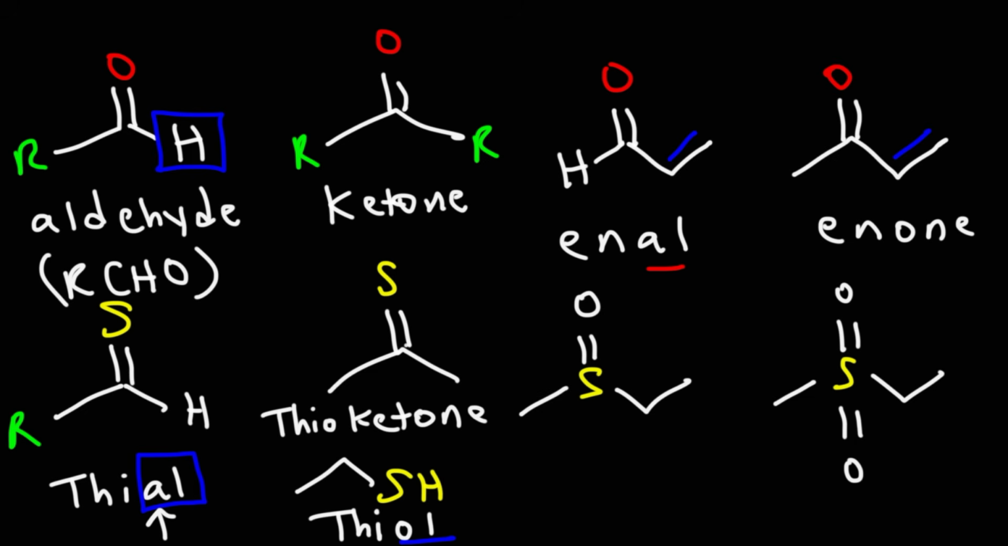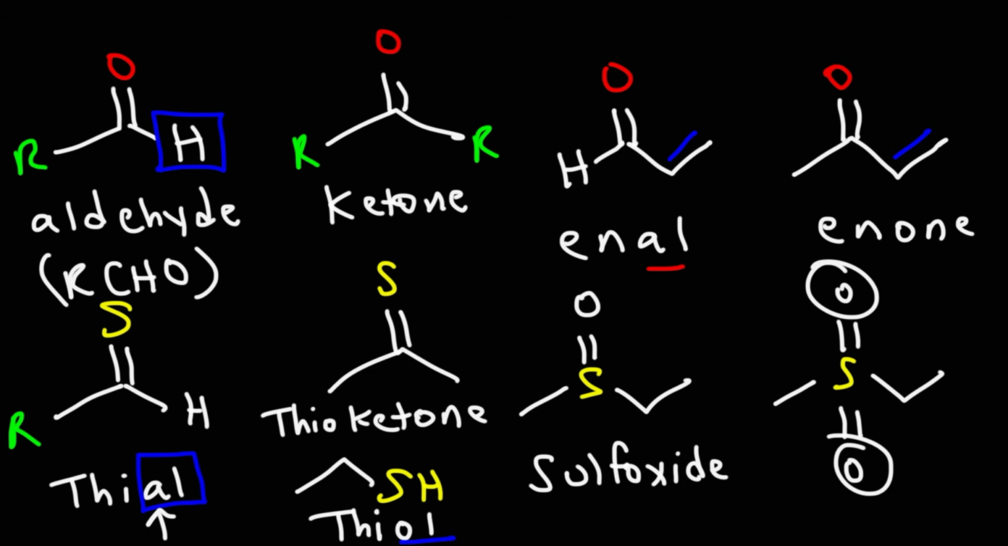Now, if we replace the carbon with a sulfur, but keep the oxygen there, what do we have now? So it's not a thioketone, it's something else entirely. This is called a sulfoxide. And if we have 2 double bonded oxygens on that sulfur, this becomes a sulfone. Not cell phone, but sulfone.